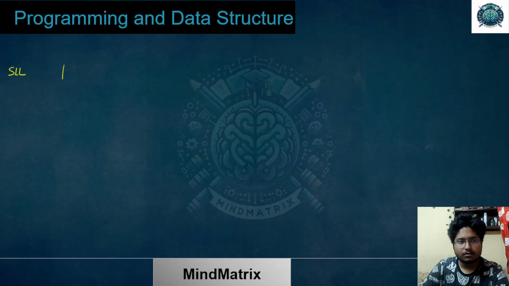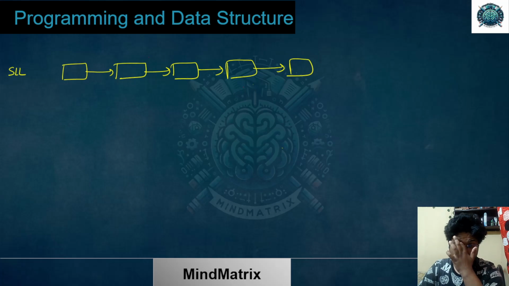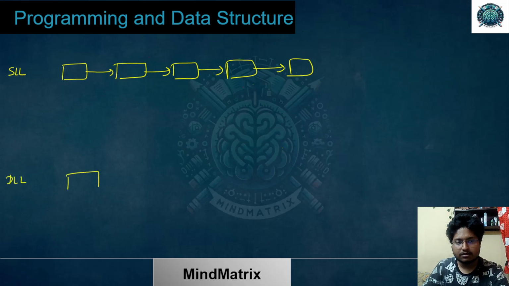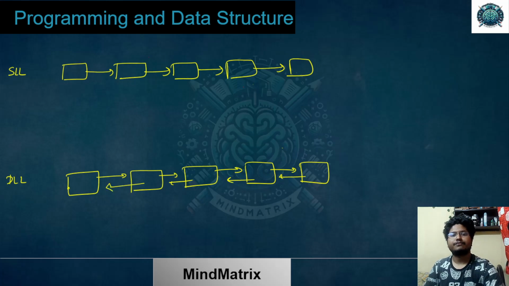So this is the structure of a single linked list, right? It has one pointer pointing to the next node. Whereas a double linked list is something that looks like this. So there are two pointers, right? It is coming back.